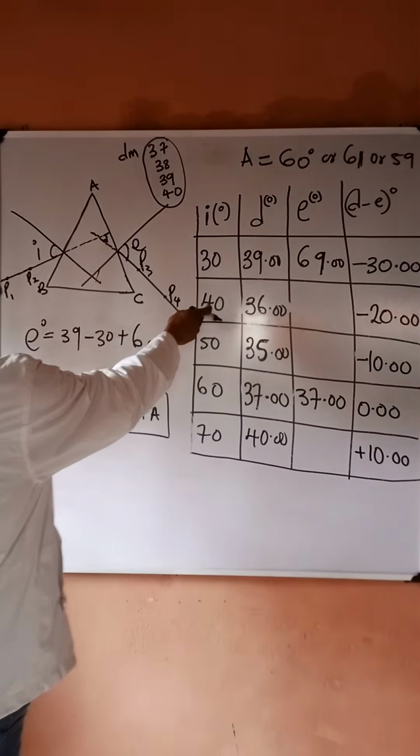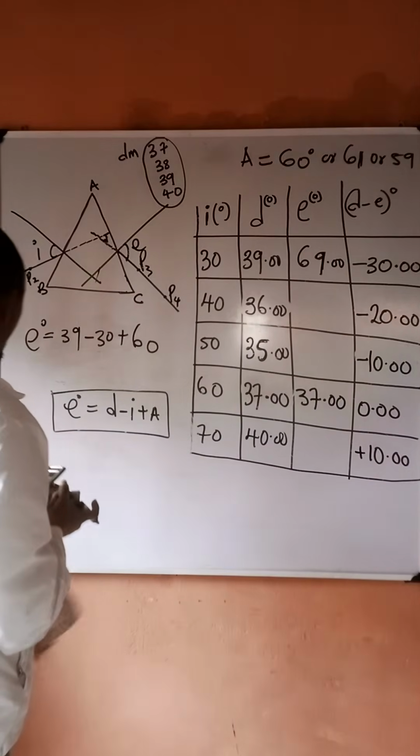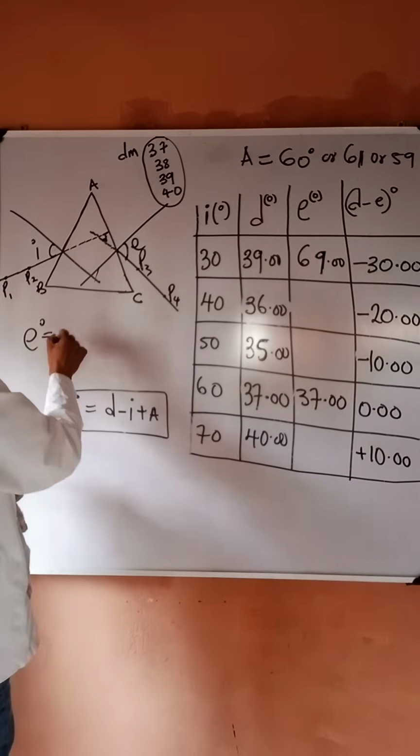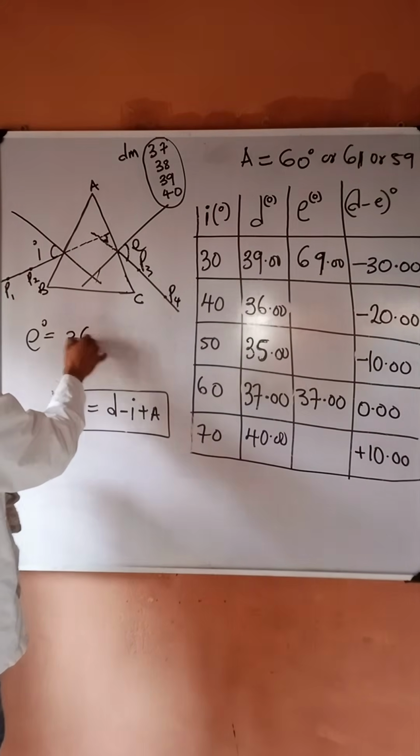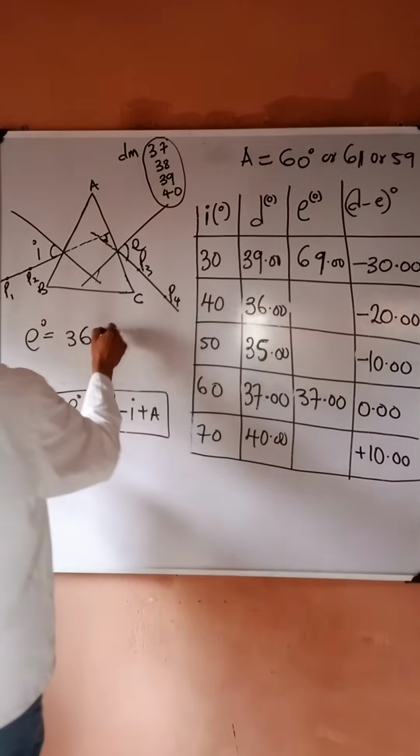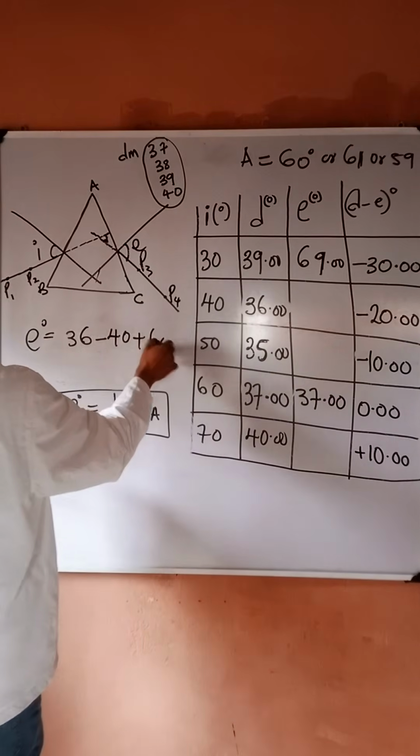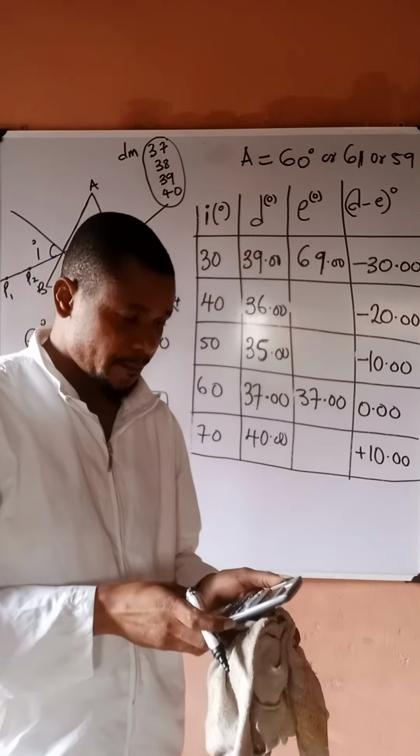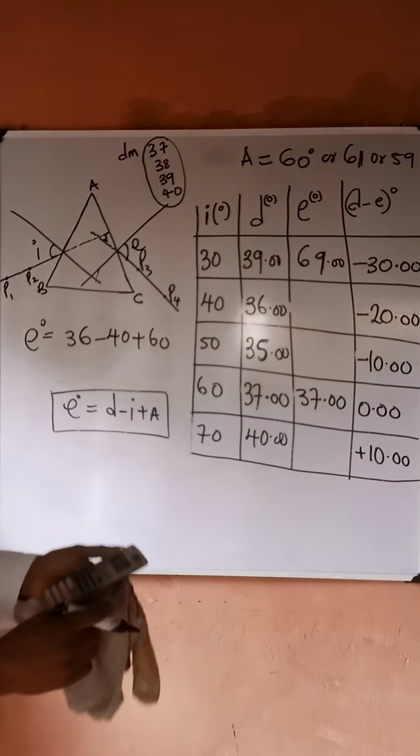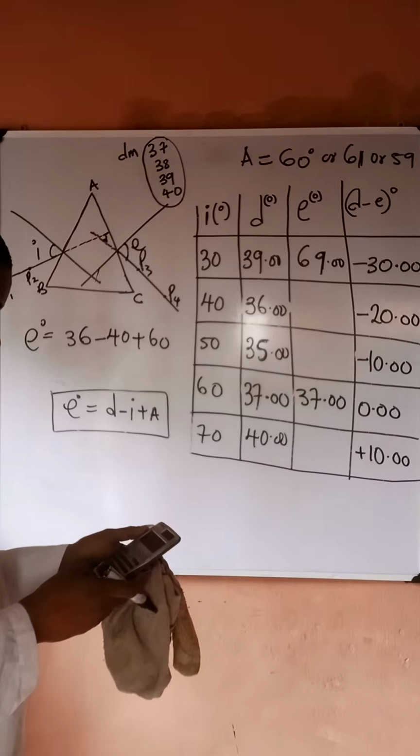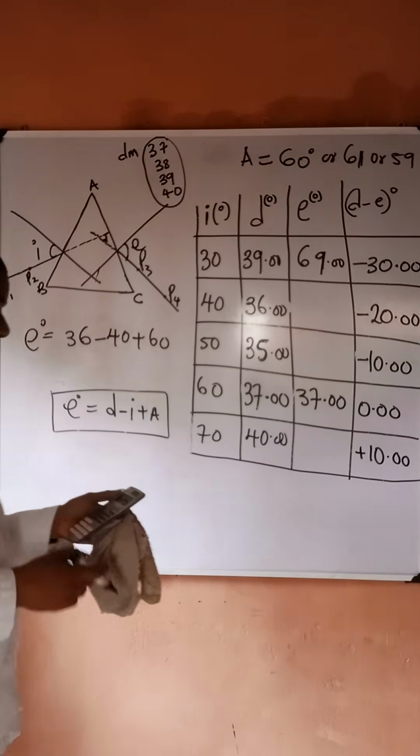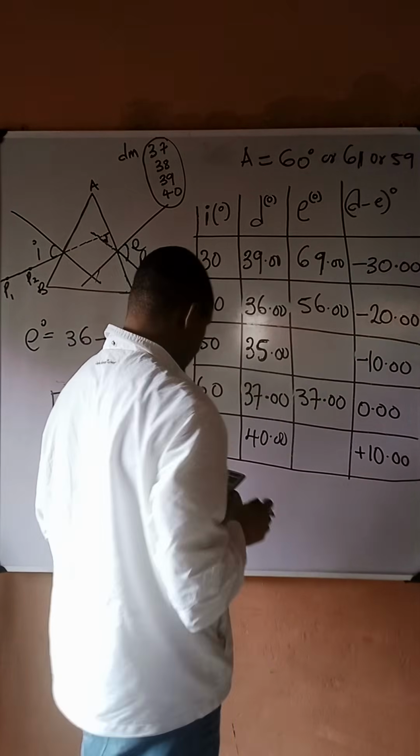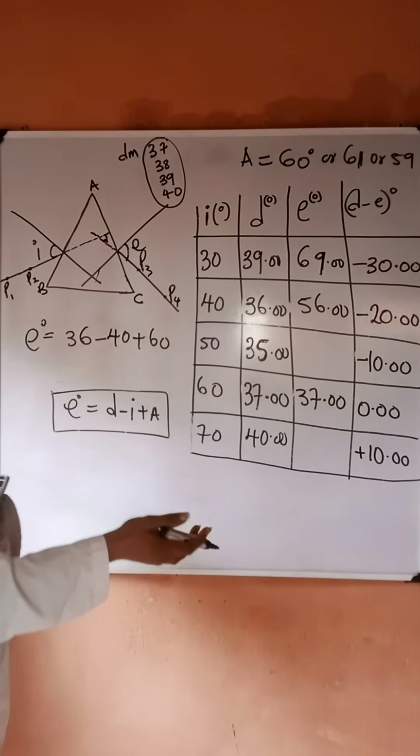Then let's talk about the second one. The second one is the same formula that I will use. It's going to be 36 minus 40 plus 60. So you have 36 minus 40, minus 40, plus 60. It's going to give me 56.00. That's how we can do that.